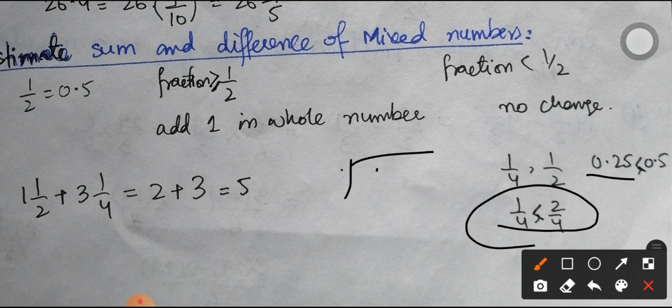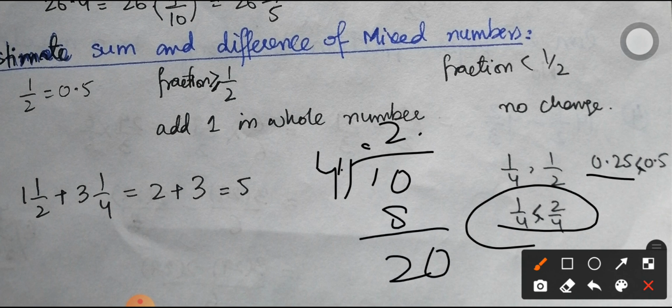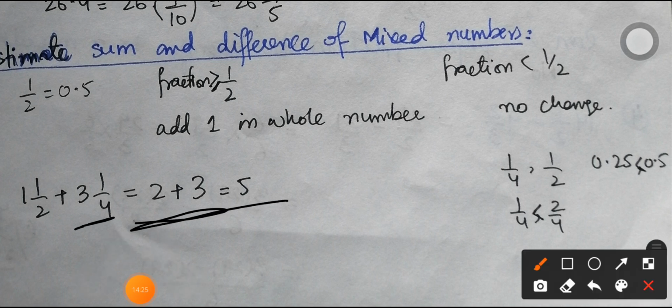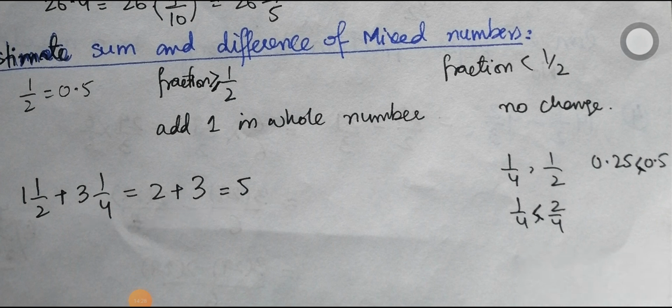For example, for 1 out of 4 means we are going to divide 1 by 4, so I will put a decimal point to get 0. 4 2s are 8, 2 is the remainder, again I will put 0, 2 4s are 8, 5 4s are 20, so 0.25. Otherwise you can use the calculator for it. Now 0.25 is less than 0.5, that's why 1 by 4 is less than 1 by 2, and this 3 will remain the same, and 2 plus 3 will be equal to 5. This is how we can estimate any sum or difference of mixed numbers.